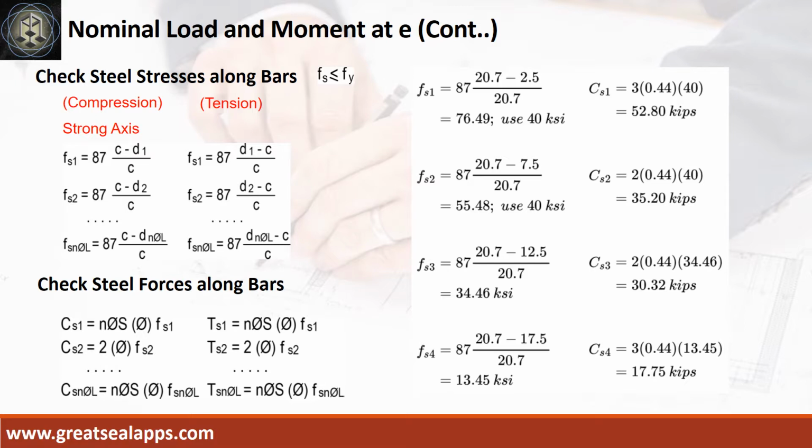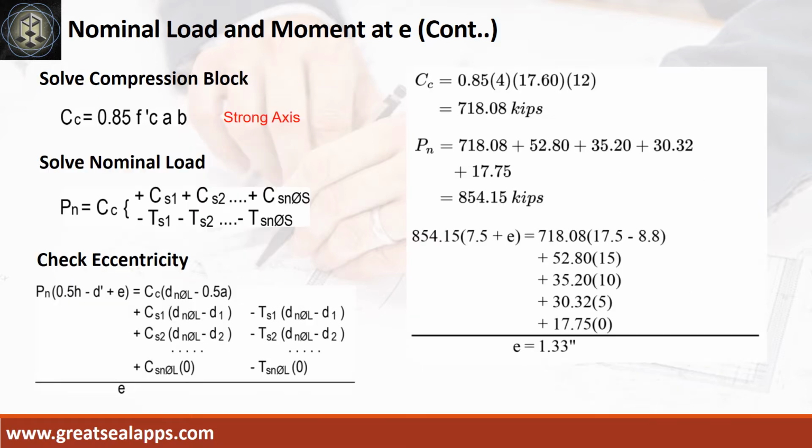Stress at d1 is 40 ksi and compressive force is 52.8 kips. Stress at d2 is 40 ksi and compressive force is 35.2 kips. Stress at d3 is 34.46 ksi and compressive force is 30.32 kips. Stress at d4 is 13.45 ksi and compressive force is 17.75 kips.